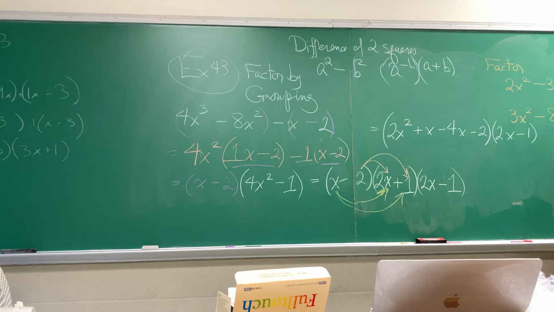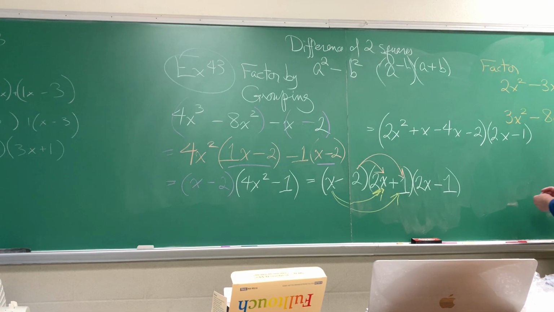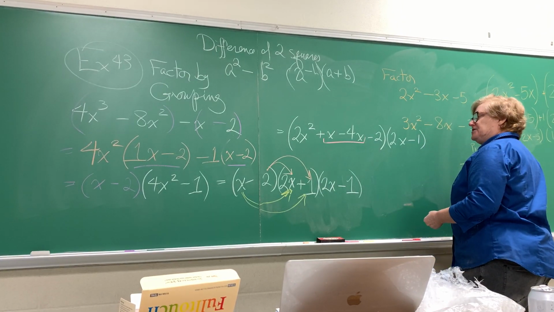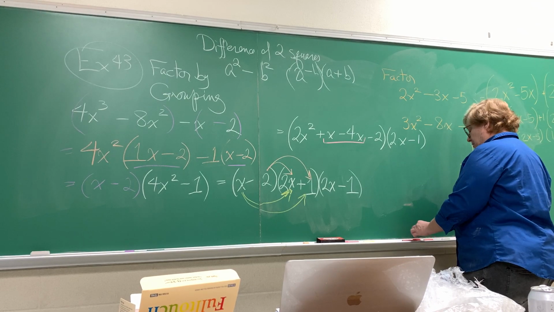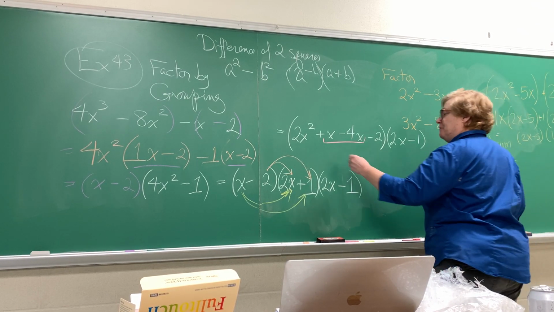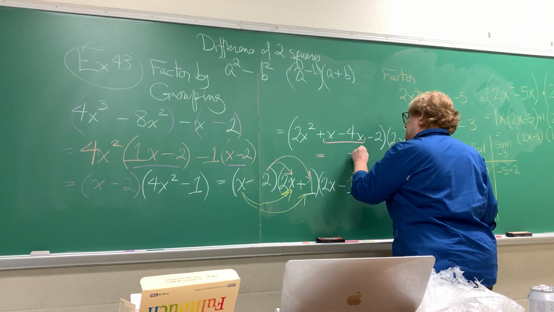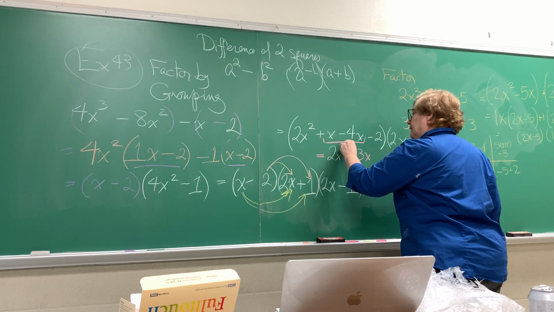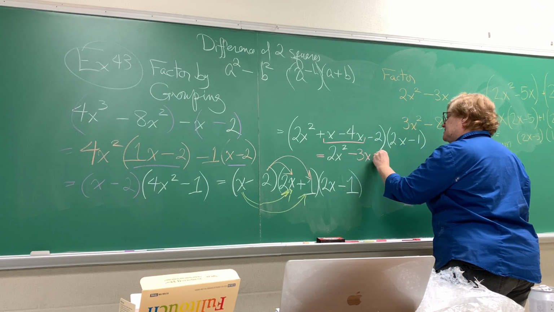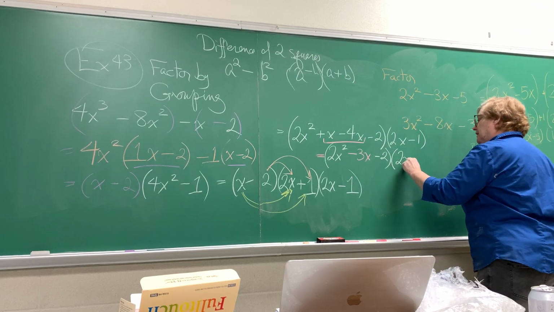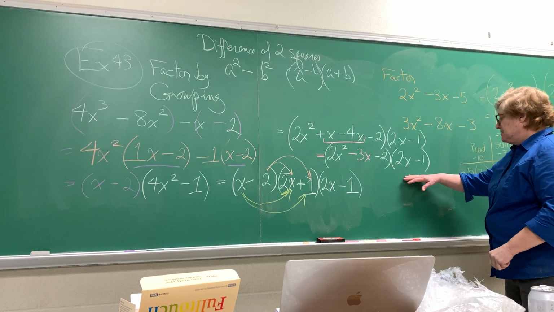Can we simplify the 3 terms we have in the front? Can we combine any terms? Yes. Which ones? X minus 4x. What is 1 minus 4? 3. Good. So that gives us 2x squared minus 3x minus 2. And we're still going to multiply by this 2x minus 1.